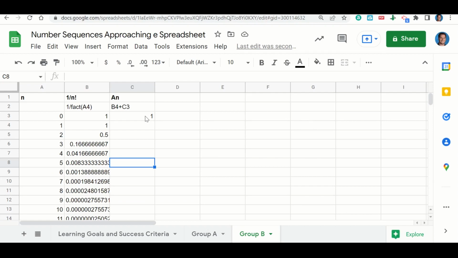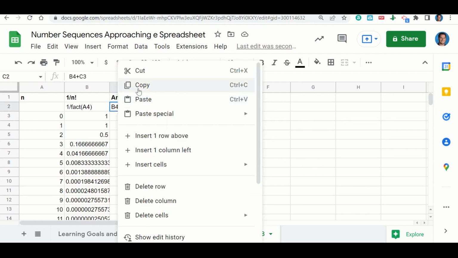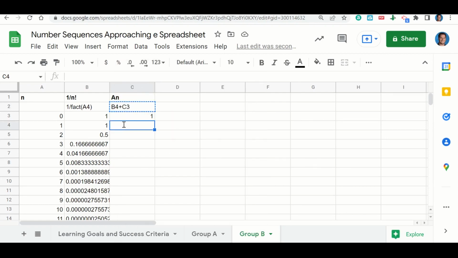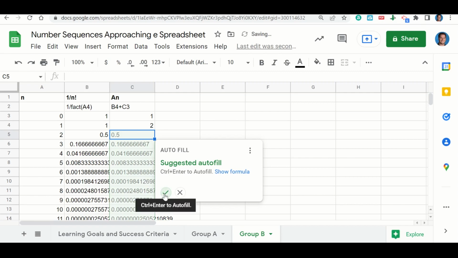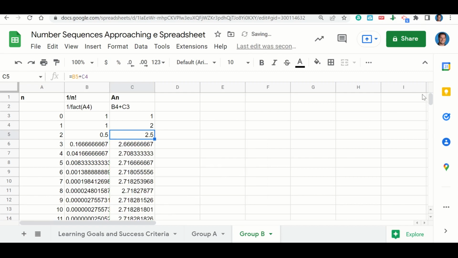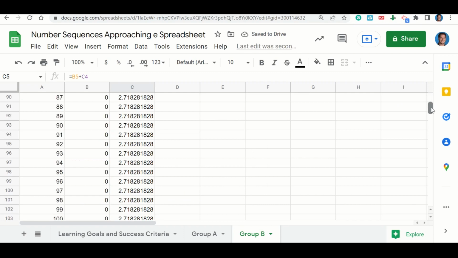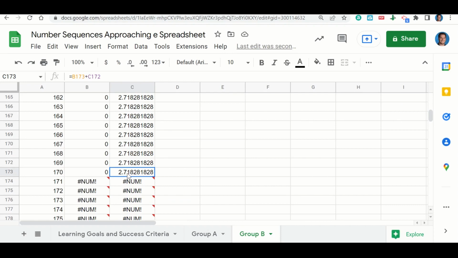Now here, we're going to do the same thing. We're going to copy this, put equals, and paste it here. Right click and click paste. It asks if I want to autofill this one. I click yes. And notice now, again, my numbers are getting closer and closer. As I get to 270, the numbers just become insignificant. That's why it does that. But as you can see, as the numbers get bigger and bigger, we get closer and closer to 2.718.